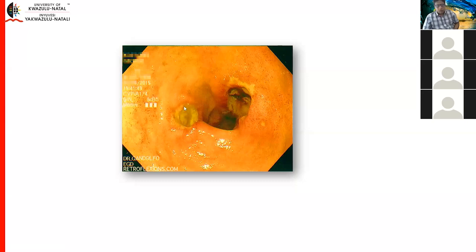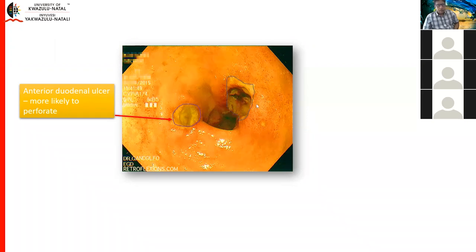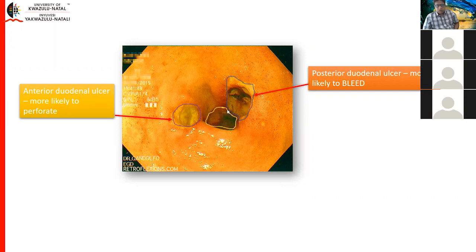If this were to continue penetrating, it will result in a perforation, right? And this is the posterior duodenum, and that's why the blood vessel is there, because as it penetrates posteriorly into the pancreas, it's very likely going to affect the gastroduodenal artery and result in bleeding, right? This is just the normal lumen of the duodenum.